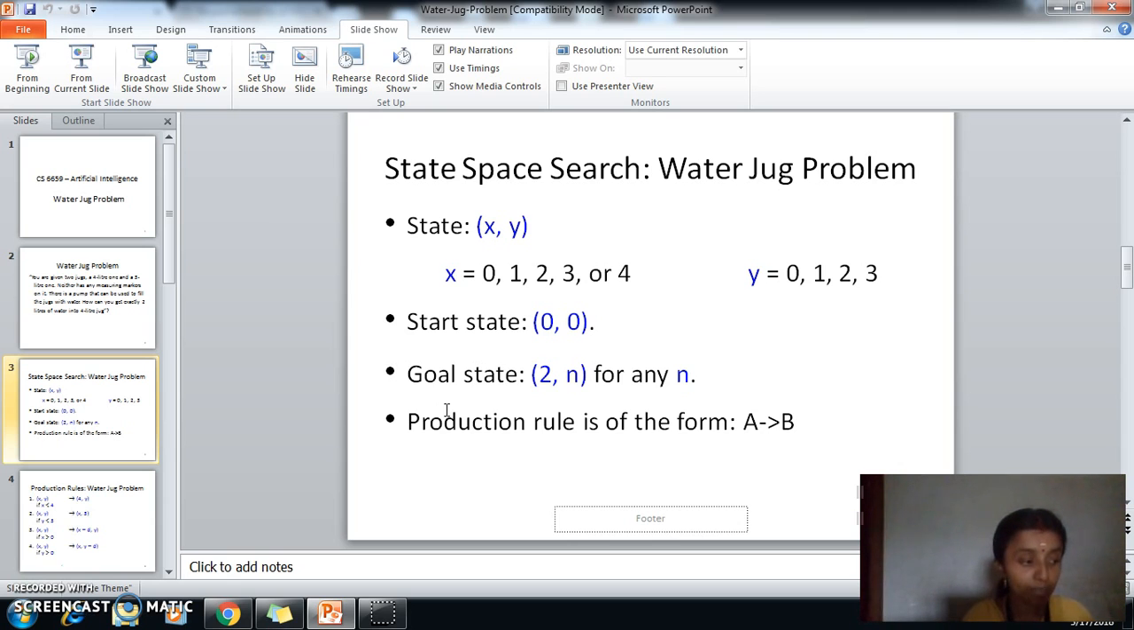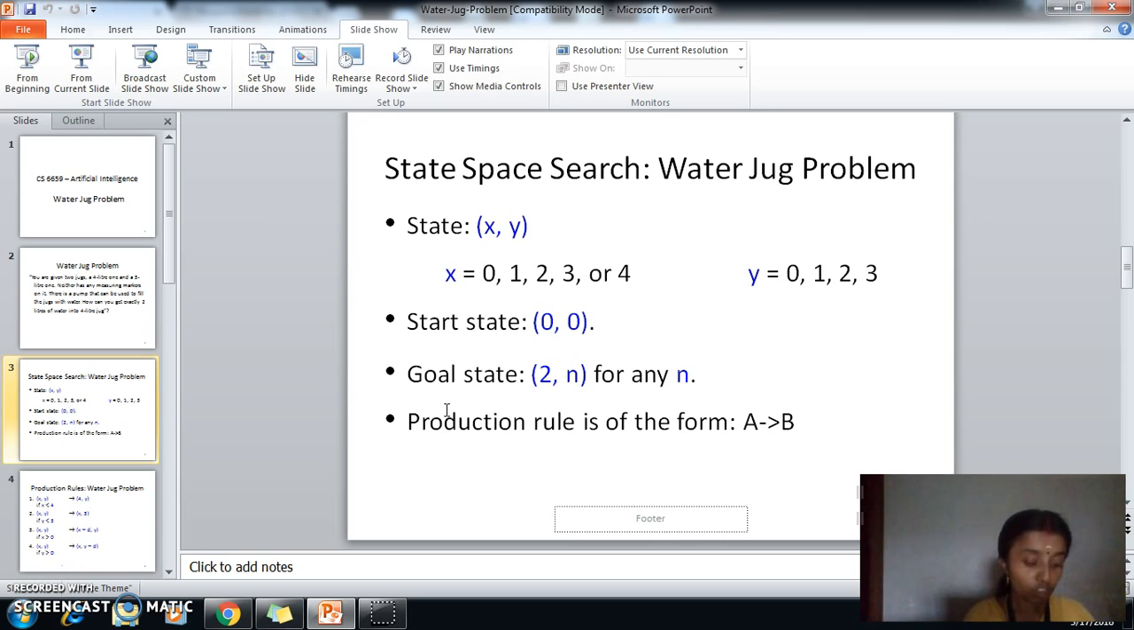Now let us describe the state space of the water jug problem. State space can be described as an ordered pair of integers (x, y), where x represents the 4 gallon jug and y represents the 3 gallon jug. Thus x takes a value 0, 1, 2, 3 or 4 and y takes the values 0, 1, 2 and 3. The initial state is (0, 0). That means no water is available in either jug.